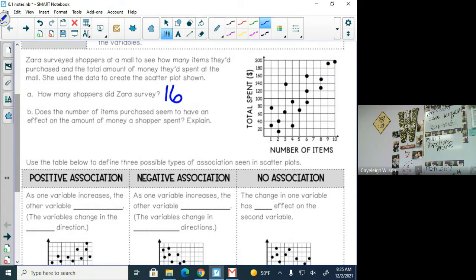No, because 2 of them have 1 item but they're different prices. Okay, well they're not asking about just specifics, they're asking about it as an overall thing. Looking at all 16 shoppers.